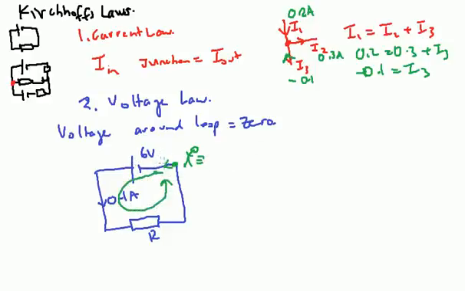So I'm walking along, walk, walk, walk, walk, walk. I get to the battery. I go through a battery, and that's a voltage rise. Okay, that's a rise, and it's a rise of 6 volts. I walk, walk, walk, walk, walk, and I go through my resistor.